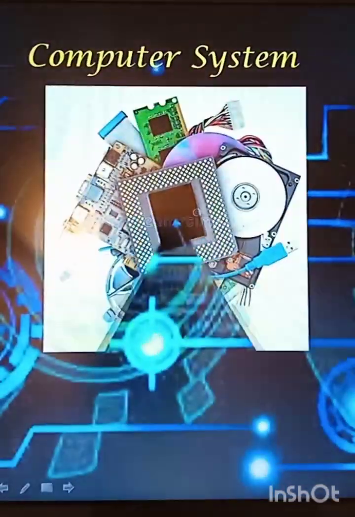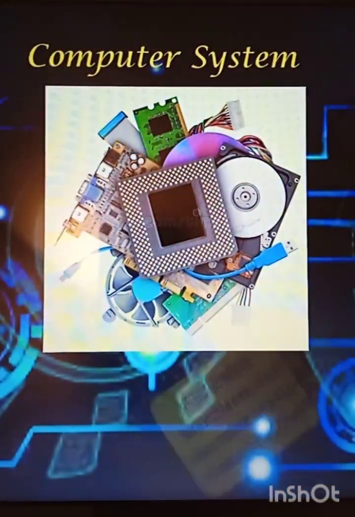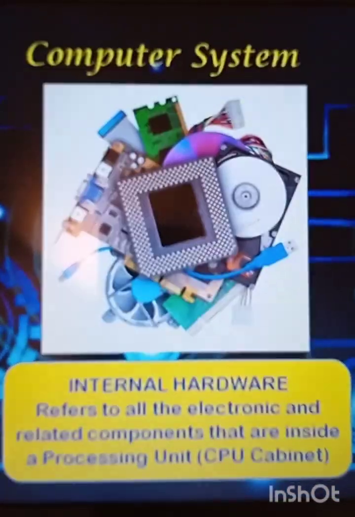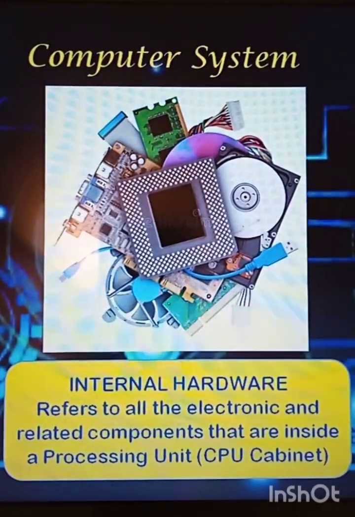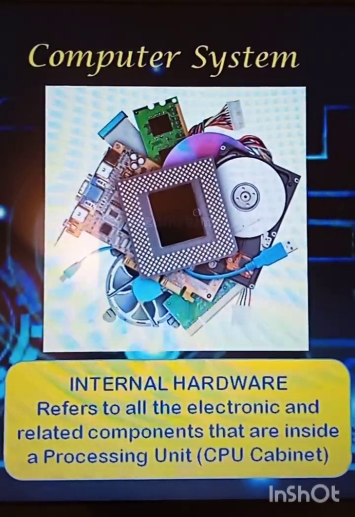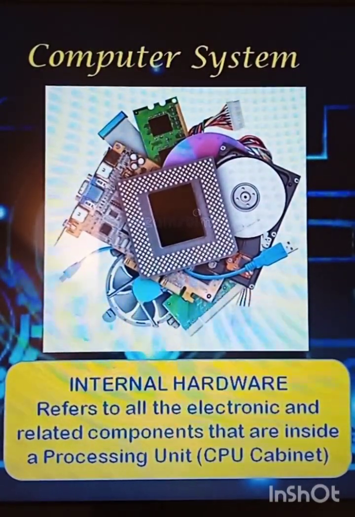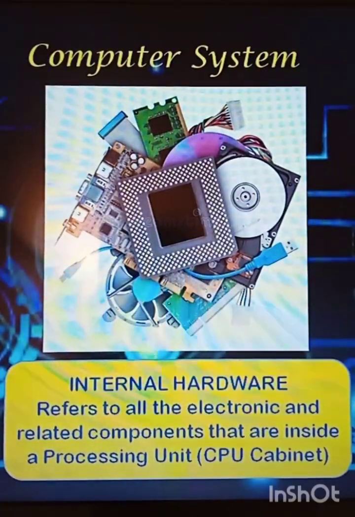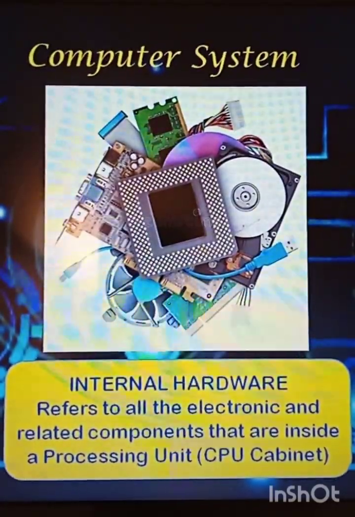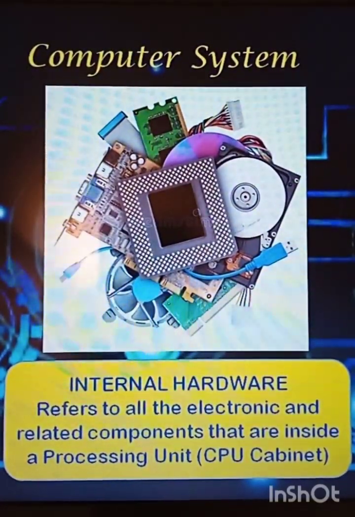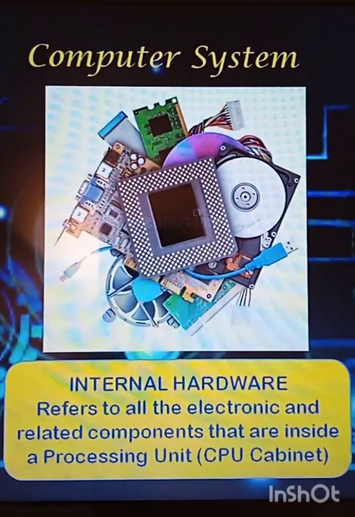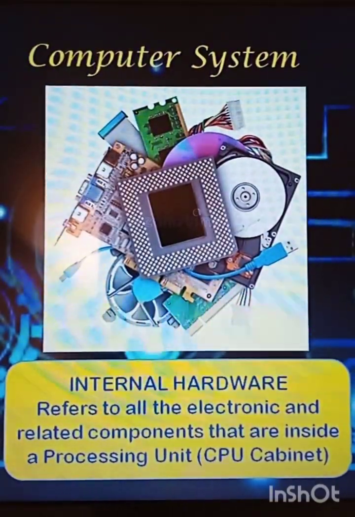Now we'll discuss the internal hardware components. As you can see in the pictures, internal hardware components refer to all the electronic components related to the processing unit. Inside the processing unit or inside the CPU cabinet, they are called internal hardware components. They are inside the CPU cabinet; you don't see them from outside. They are all fitted inside the CPU so that we cannot interfere and affect their working mechanism inside the system.